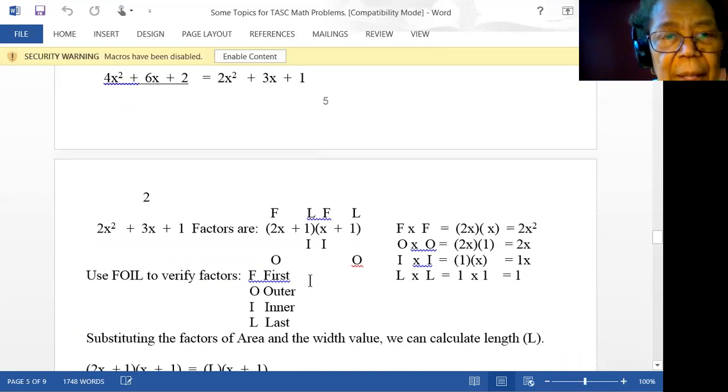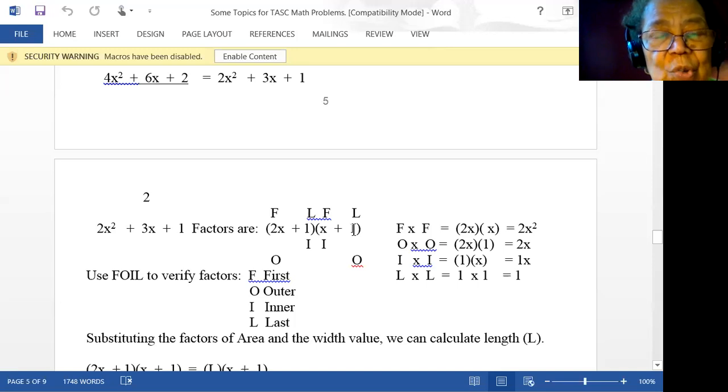Okay, now, so what are the factors? Well, we know we have 2x and we'll have x, because that gives us 2x squared, all right? But let's find out what the other ones are. Now, we want something that adds to the 3x, but if we put 1 in and we multiply 1 times x, we get 1x, and 2x times 1 is 2x, and that adds to the 3x. And the 1 times 1 gives you the constant. So we have 2x plus 1 times x plus 1 as the factors.